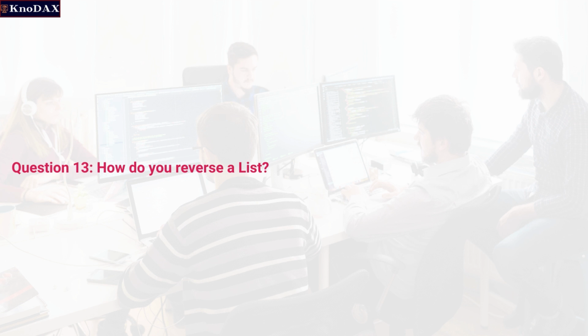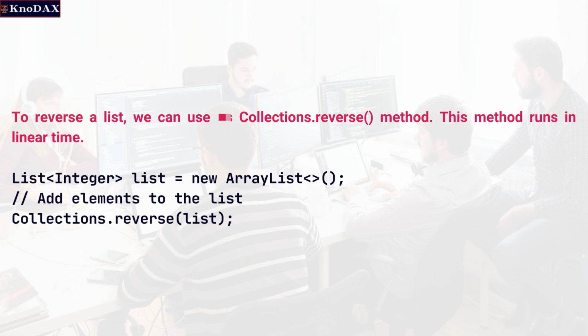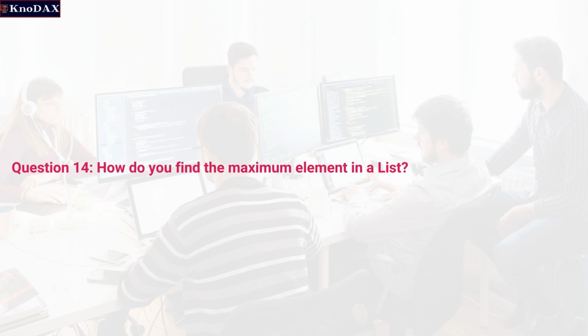How do you reverse a list? To reverse a list, we can use the Collections.reverse method. This method runs in linear time.